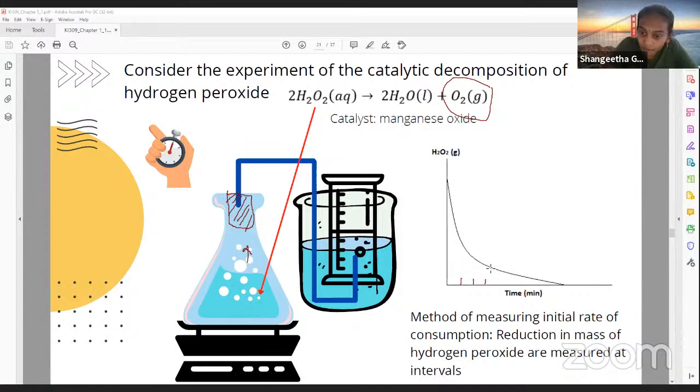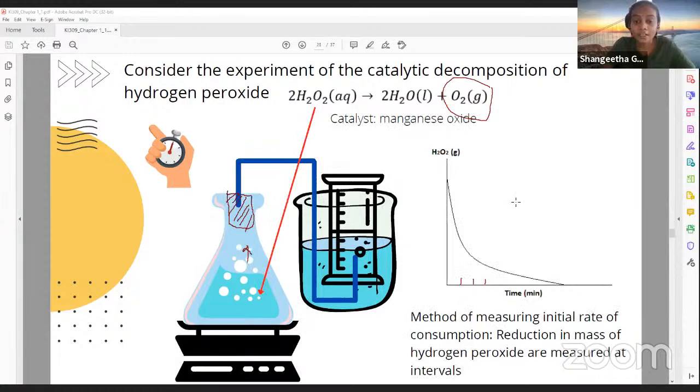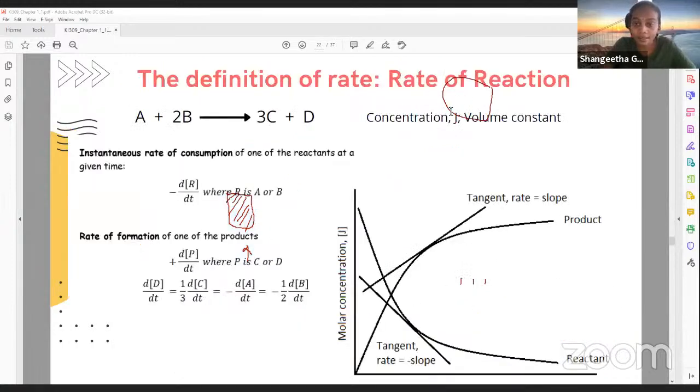So the concentration will reduce with time. Just now your product was being produced, so the concentration will increase with time. So when you actually plot the graphs together, hold on, let me just remove the annotation.